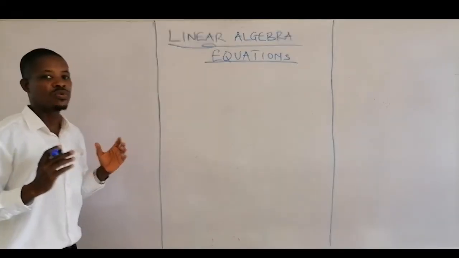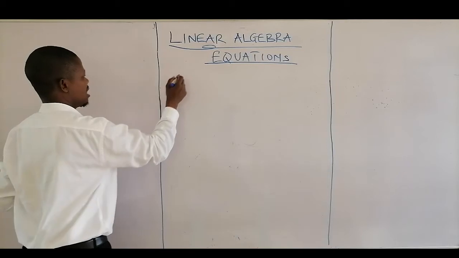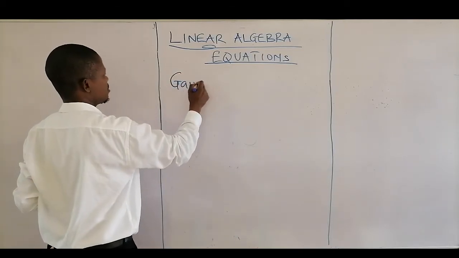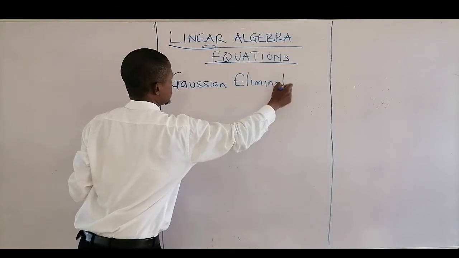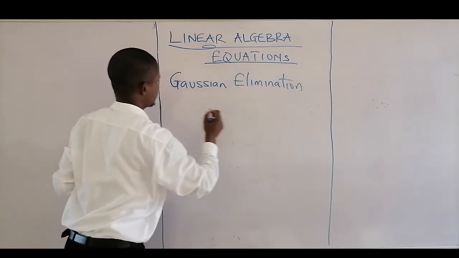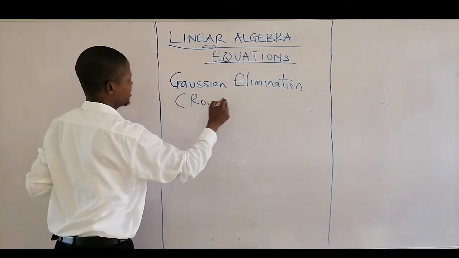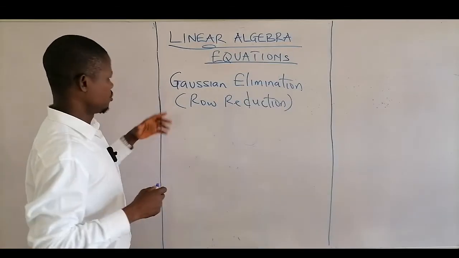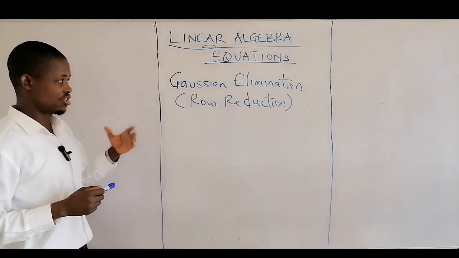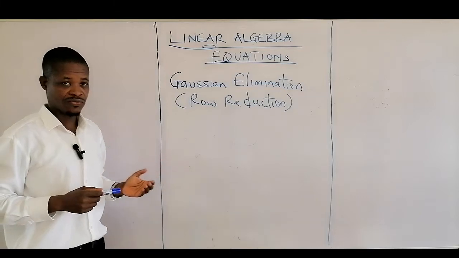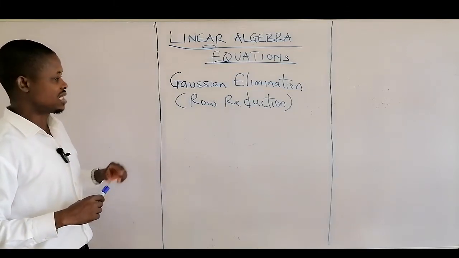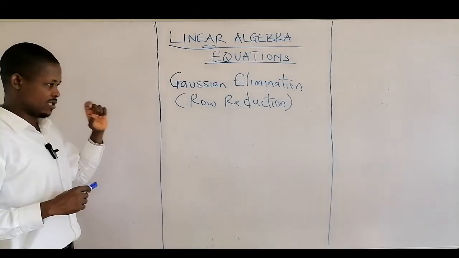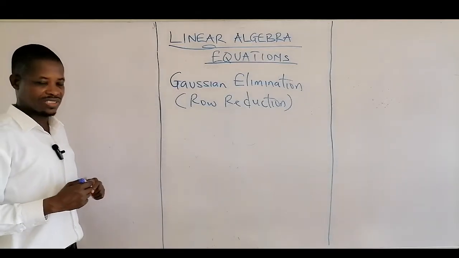Yeah, the next thing we want to look into is the Gaussian elimination, which is also known as row reduction. So we use this Gaussian elimination method for system of what? Linear equations. And there are some key steps to be taken.